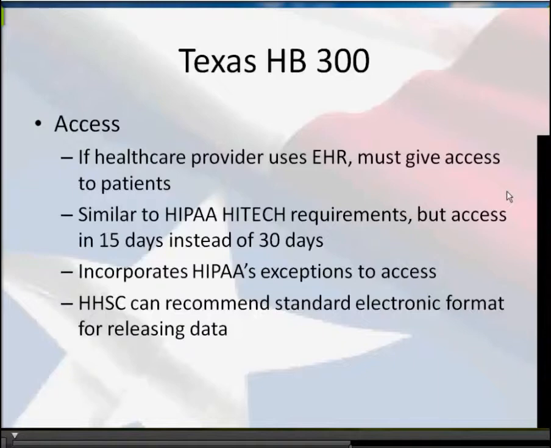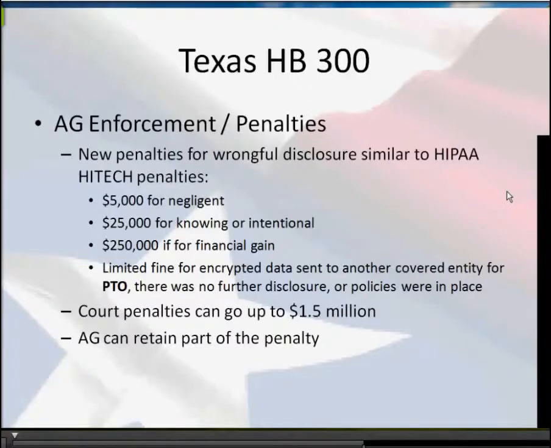Access. If a healthcare provider uses EHR, which is an electronic health record, you must give access to the patient in electronic format. Similar to HIPAA requirements, but now under House Bill 300, this must occur within 15 days instead of 30 days. And it incorporates HIPAA's exception to the access. HHSC, which is the Health and Human Services Commission, a state-level organization, can recommend a standard electronic format for release of this data.